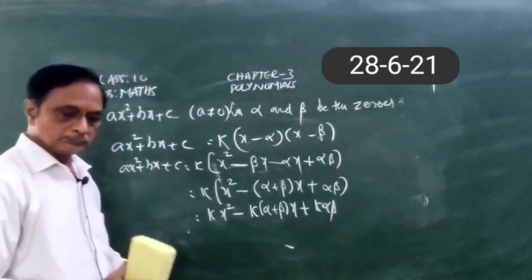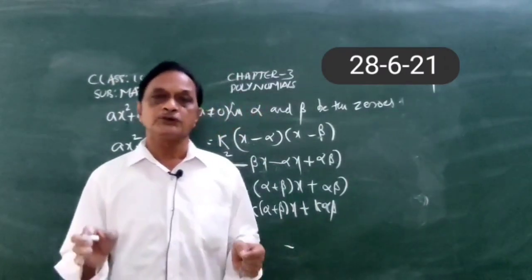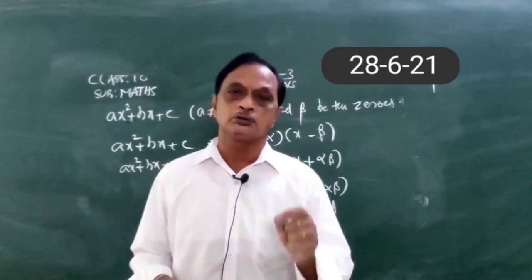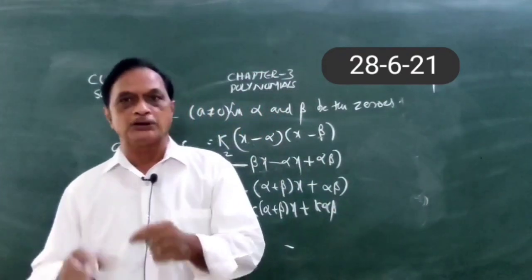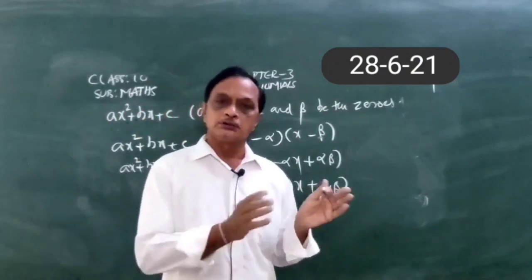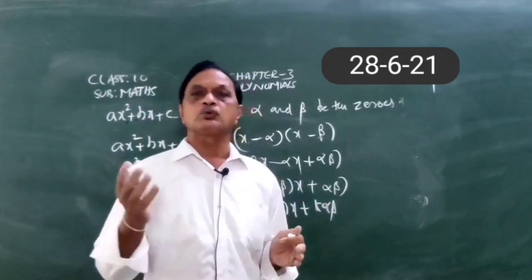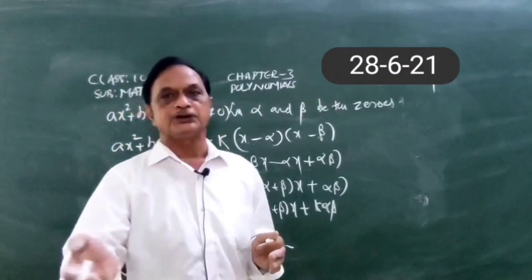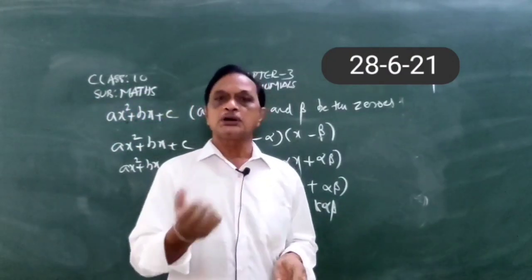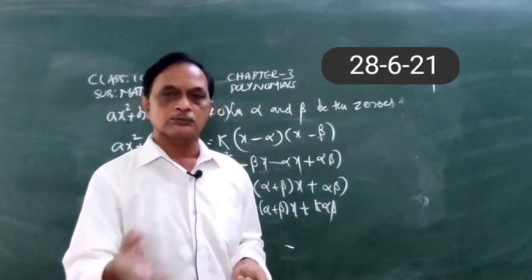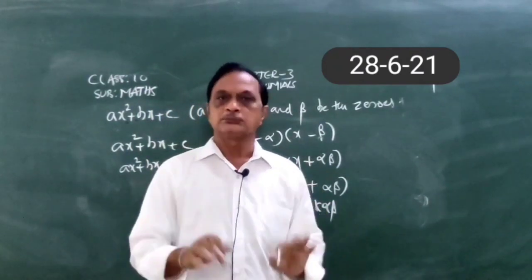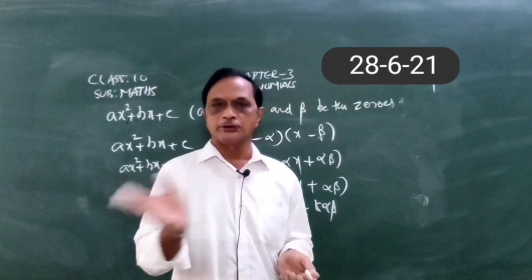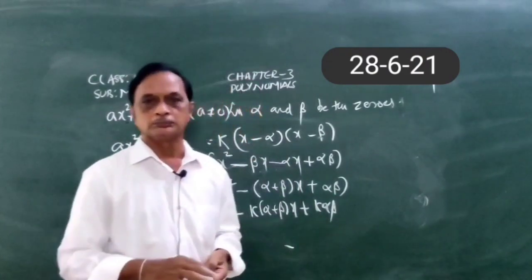So what we are doing? Actually, we verified the relation between the zeros and the coefficients of a quadratic polynomial: sum of the zeros is equal to minus of coefficient of x by coefficient of x square. Product of the zeros is equal to constant by coefficient of x square. But now we are going to prove it, that the sum of the zeros is equal to so and so and product of the zeros is equal to so and so.